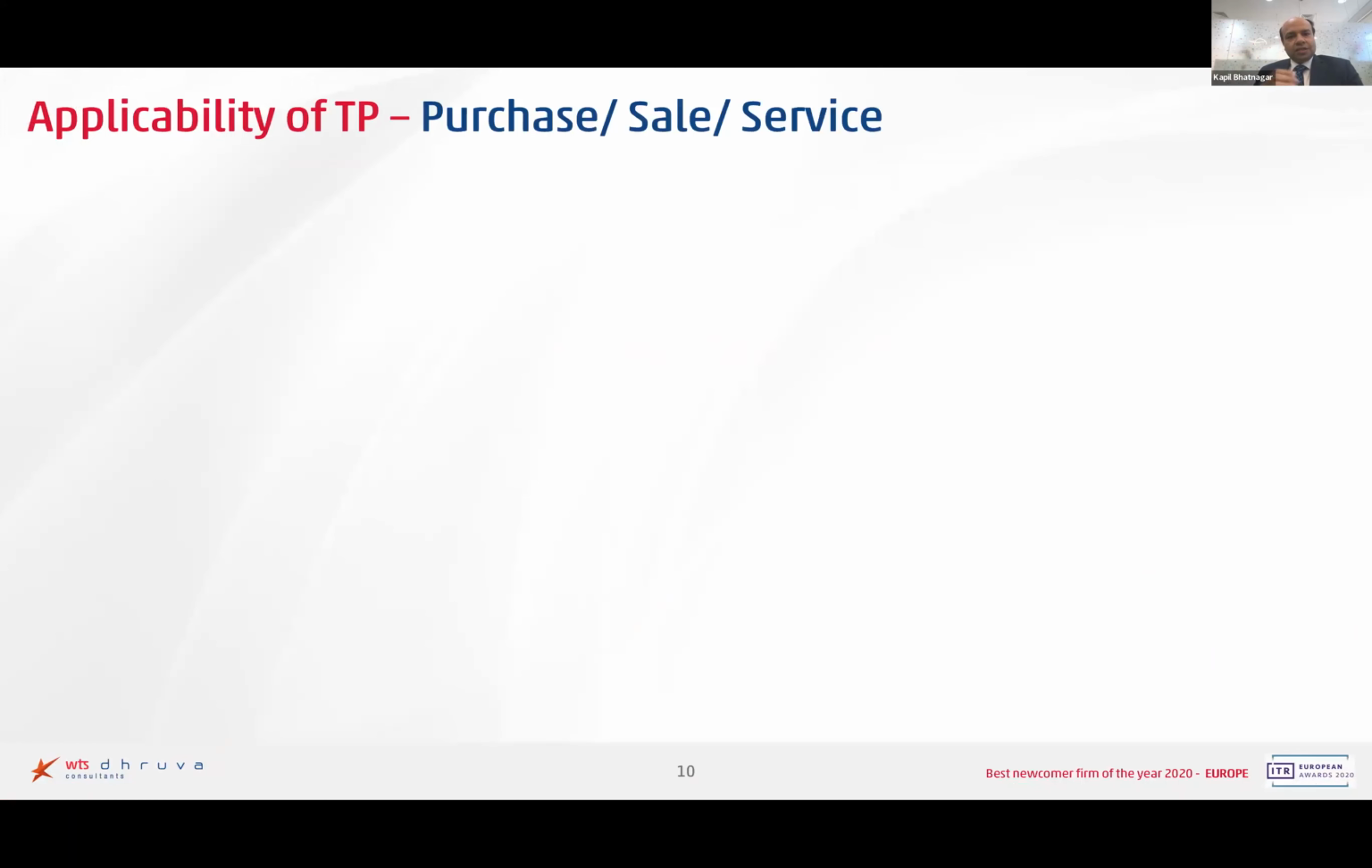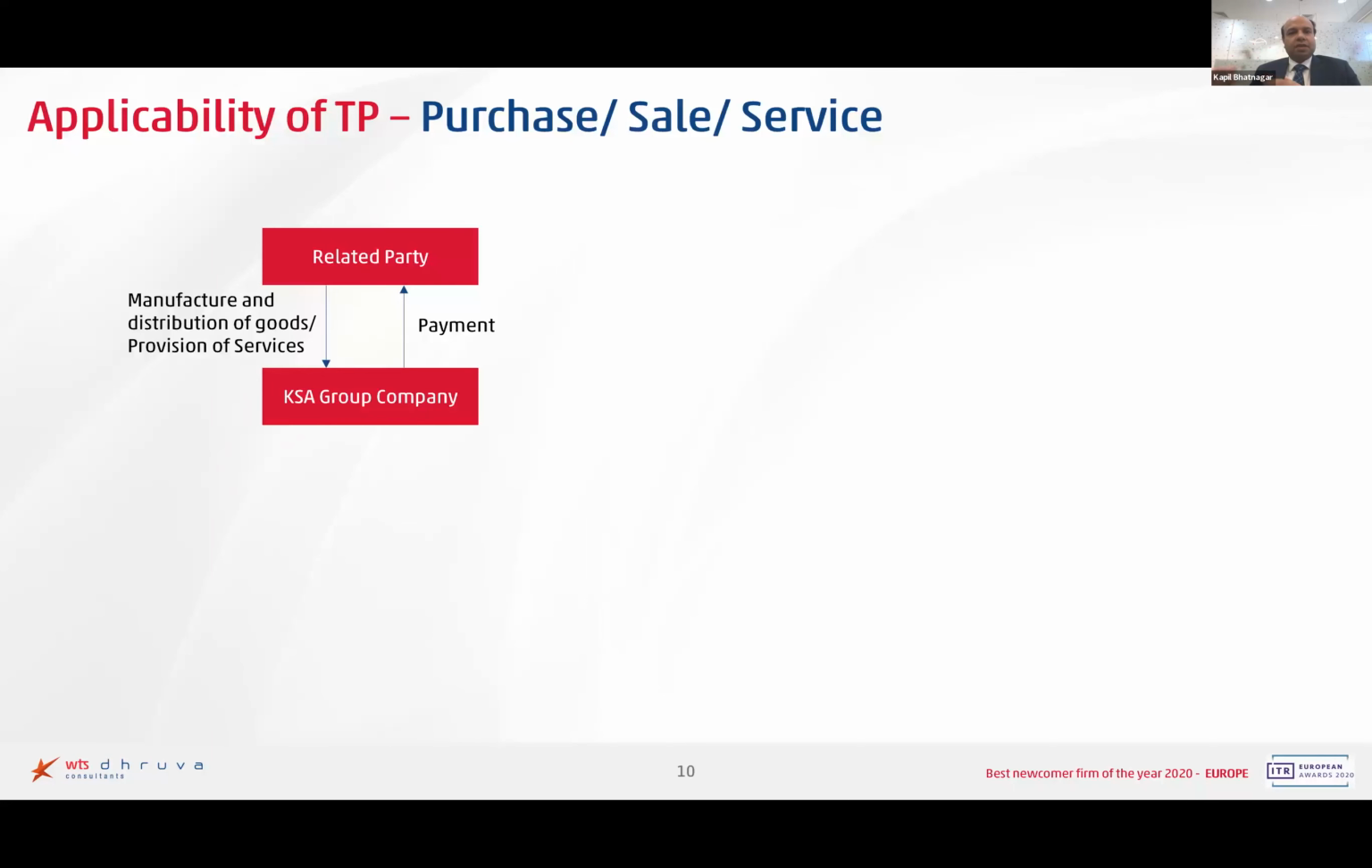Typically, we'll just discuss certain case studies in terms of how transfer pricing is applicable on certain transactions and what the compliance requirements are which may emanate from a KSA perspective on such transactions. Let's take an example. We have a related party and we have a KSA group company, and both the entities are engaged in manufacture and distribution of goods and services, and there is a payment being made by the KSA group company to its related party.